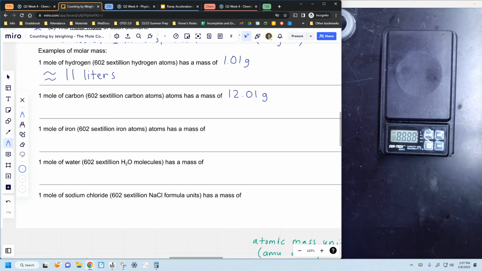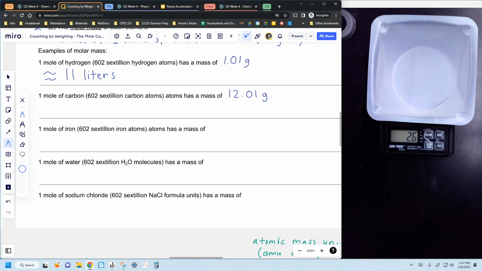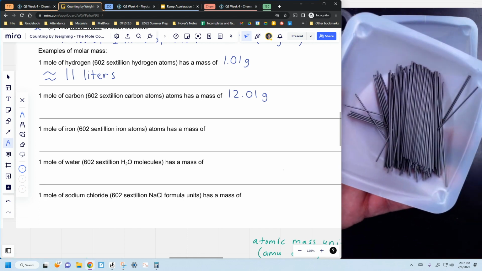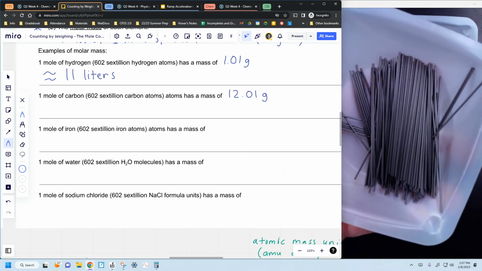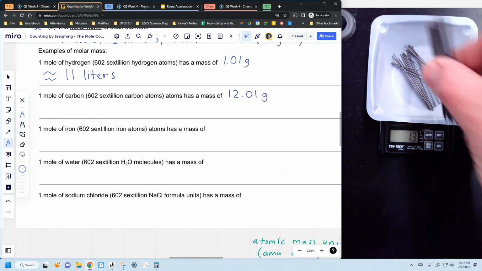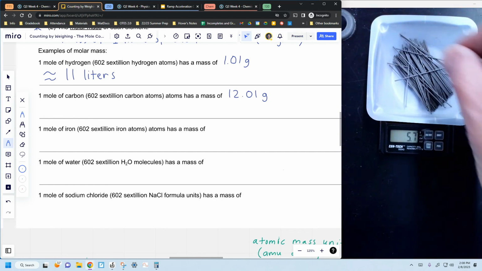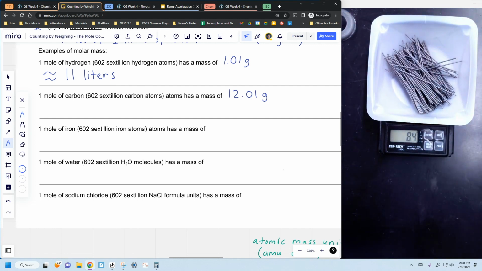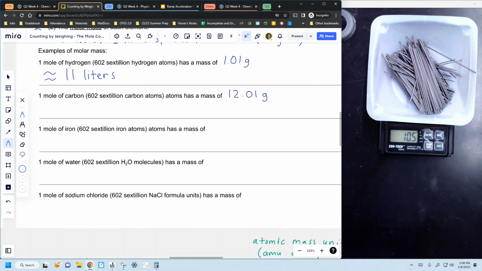So I'd like to show you exactly what 12.01 grams of carbon looks like. I'm going to zero my scale, put a weighing dish on, and zero it with the weighing dish. And I'm going to start adding pencil leads. Now really these are graphite sticks. They're not made of lead anymore. And they're pretty much pure carbon. If I want to measure out a mole of carbon, I need to measure out 12.01 grams.